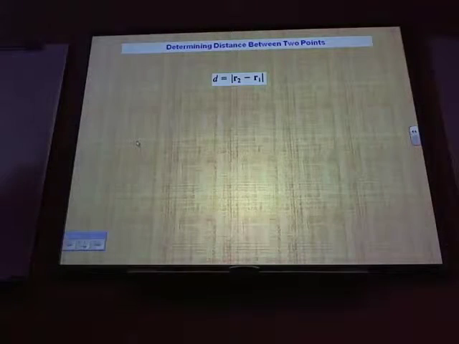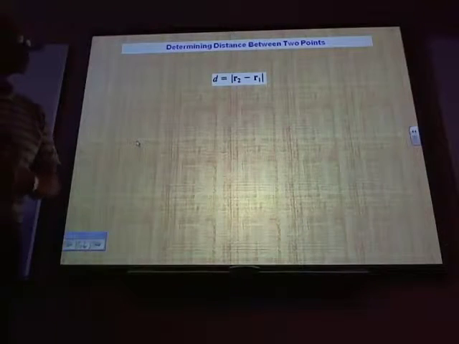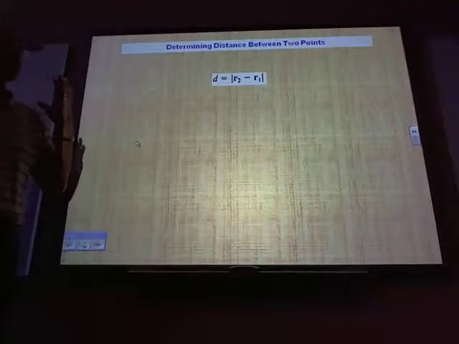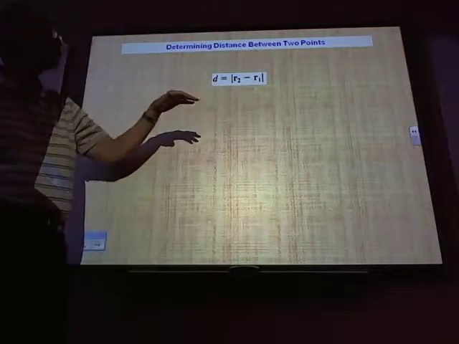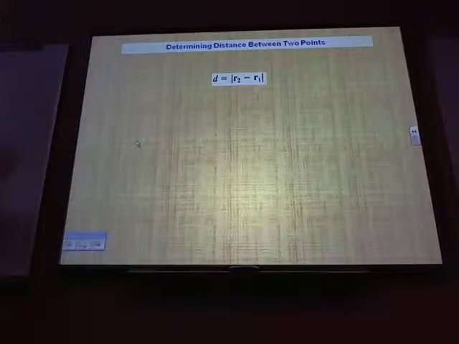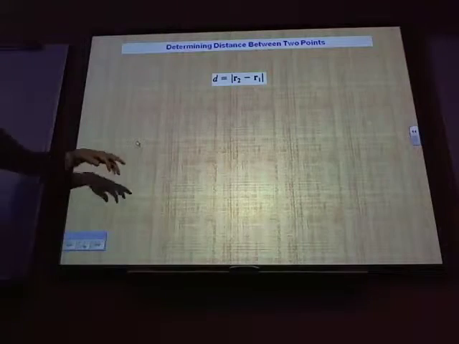Now, a lot of times you need to know the distance between two points because in electromagnetics you may have a field at R1 and a field at R2, and you need to know the difference between those two distances. There may be some kind of charge located here.